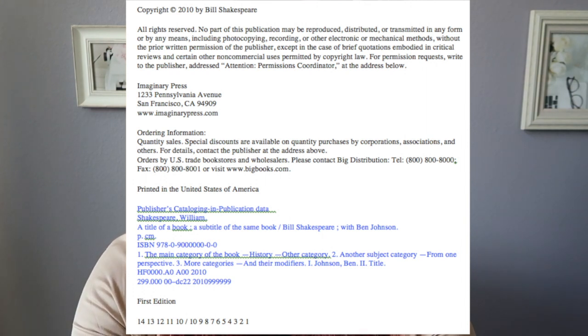Then there's the address of the publishing company, which in this case is Imaginary Press. So you have the name of the company, the address, as well as the website. You can put that it's printed in the United States of America, and then you can have your cataloging and publication data. This is the information you would get from the Library of Congress, and then they have listed that it's the first edition, and then you can see the string of numbers at the bottom.